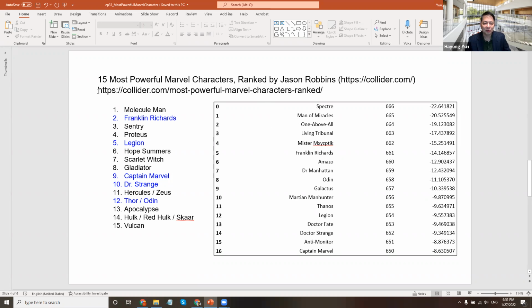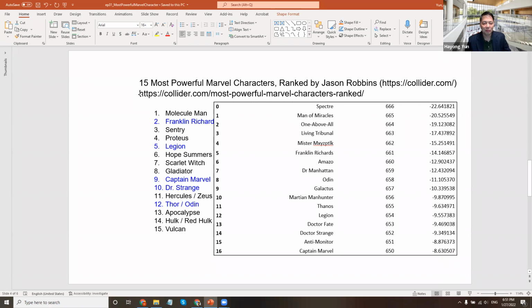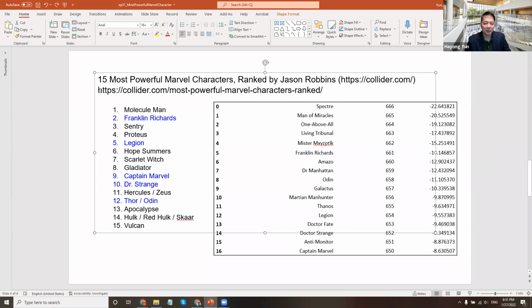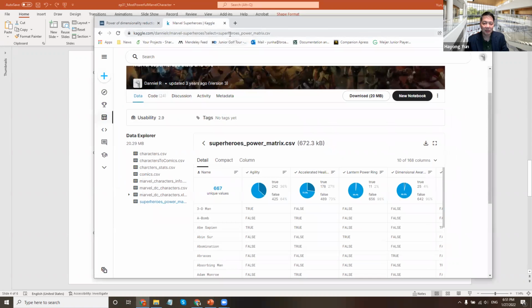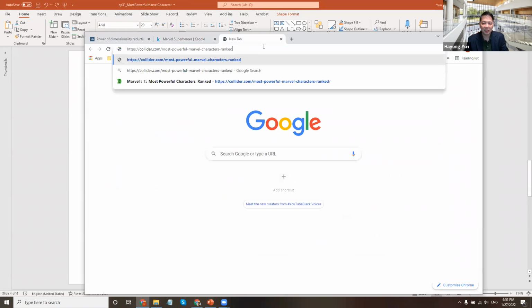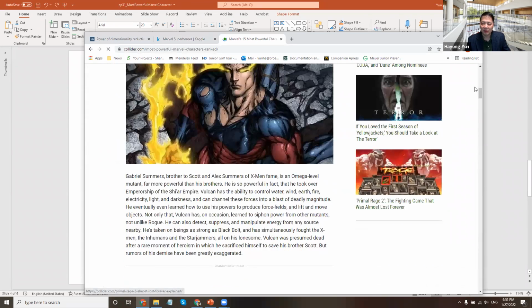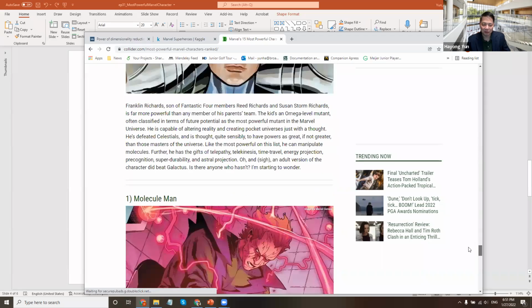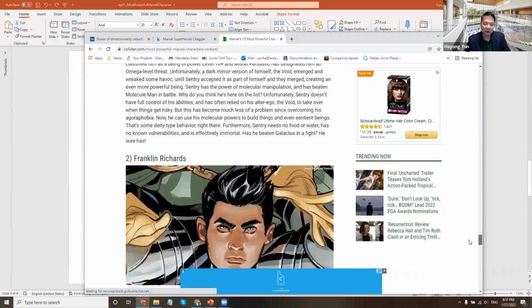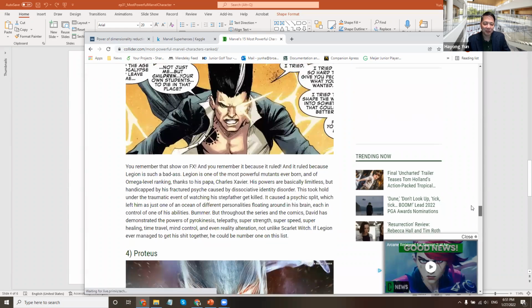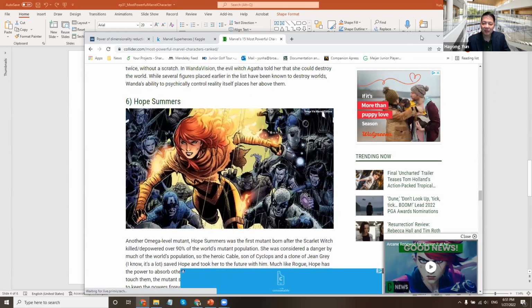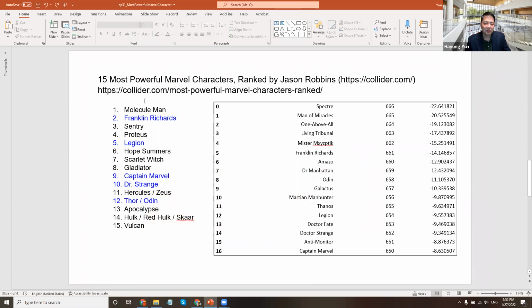So there are many, of course. If you Google the most powerful Marvel character and so forth, you will get many, many hits. Here's just one of them, and it ranks, it has its own favorites. So whatever criteria that may be, Franklin Richards seems to be ranking high, and so forth, isn't it? Legion. Okay. So they are like the 15 top for this particular website that they rank high.